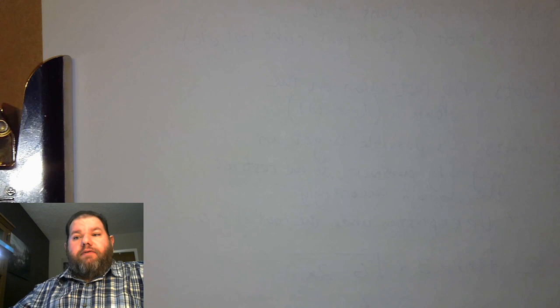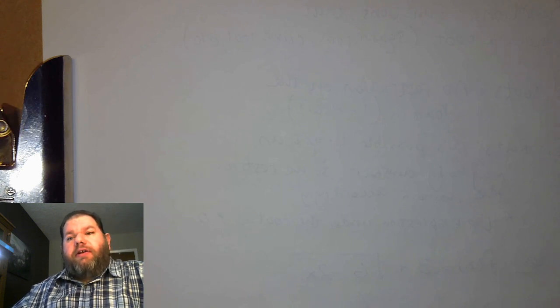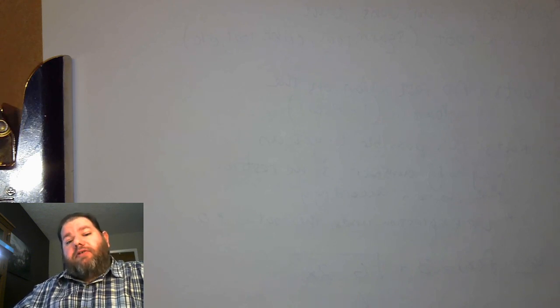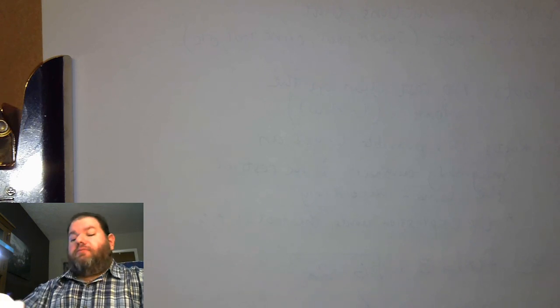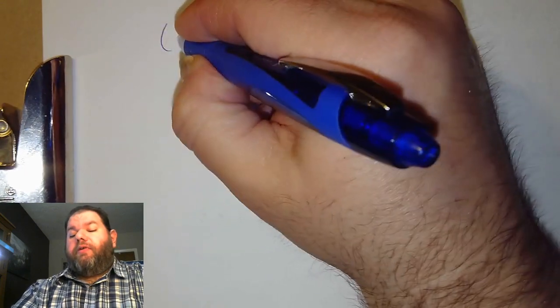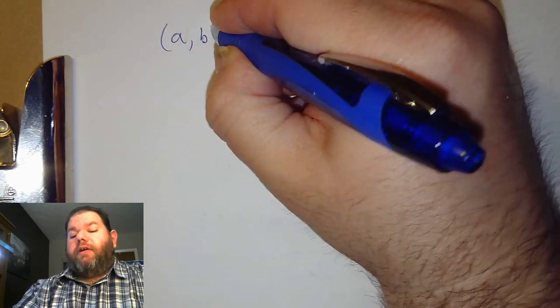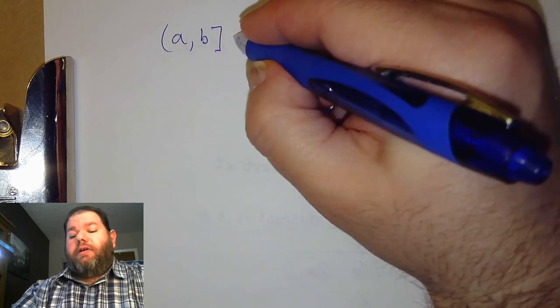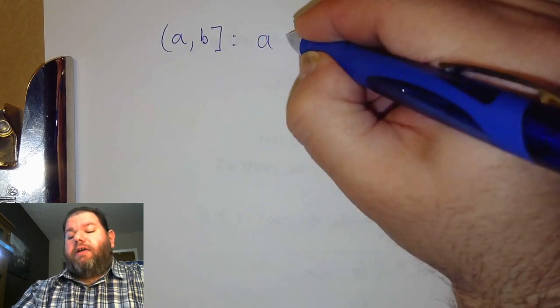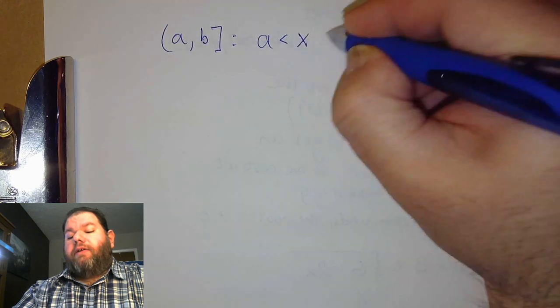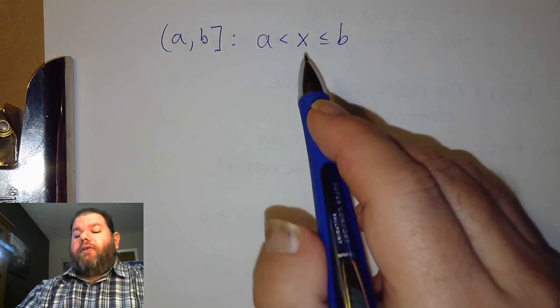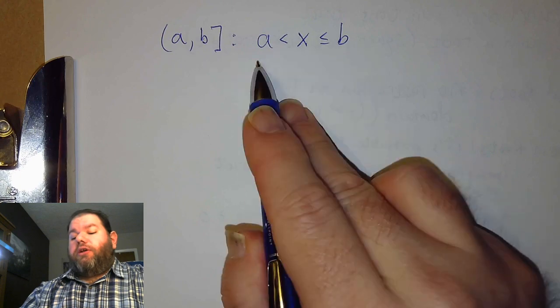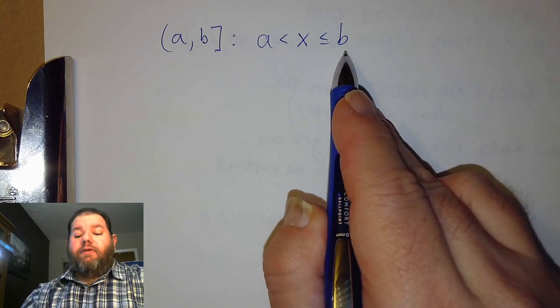When we use that interval notation, basically we're saying here's the starting value and here's the ending value, and we get everything in between. So if we say a comma b with parentheses on a and bracket on b, that's saying a is less than x is less than or equal to b. So x is everything in between, but also including b itself, but not a.